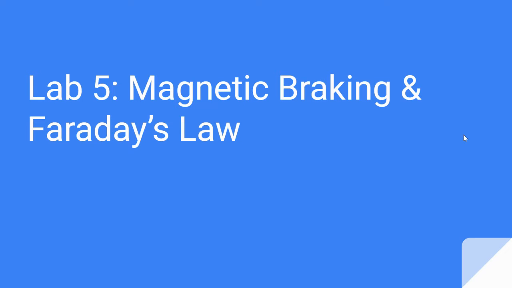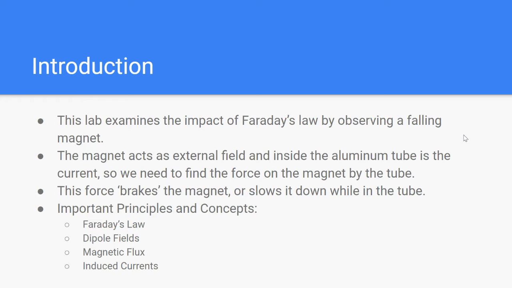This is Lab 5 on magnetic braking and Faraday's Law. This lab examines the impact of Faraday's Law by observing a falling magnet. The magnet acts as an external field, and the inside of the aluminum tube is the current. And we need to find the force on the magnet by the tube. This force brakes the magnet, or slows it down, while it's in the tube.